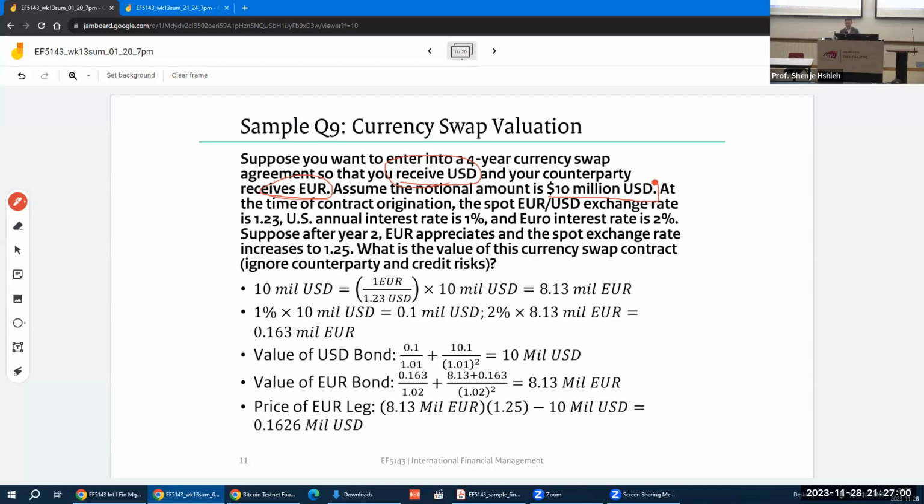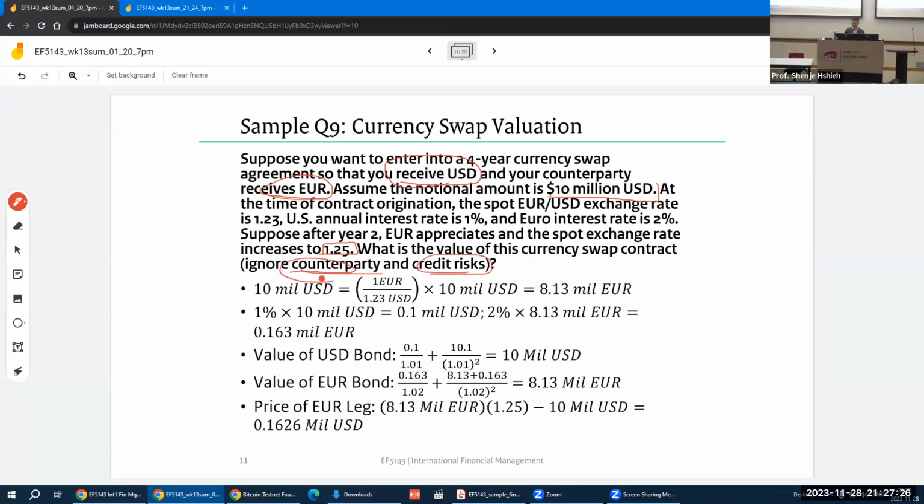At the time of contract origination, the spot Euro USD exchange rate is 1.23. So that means the price of euros in terms of US dollars is 1.23. US interest rate is 1%. Euro interest rate is 2%. Suppose after year 2, euro appreciates and the spot exchange rate increased to 1.25. What is the value of the currency swap contract, ignoring currency and credit risks?